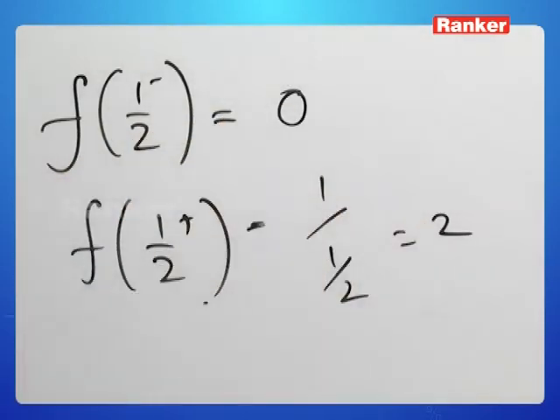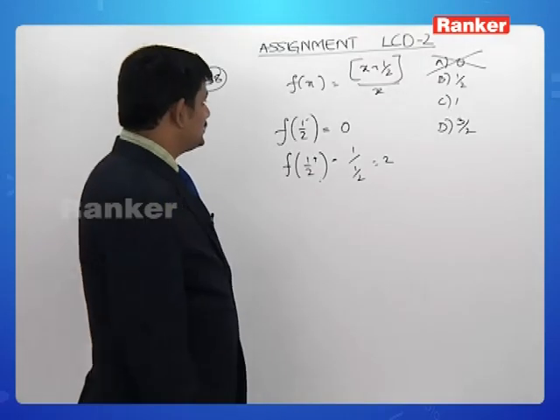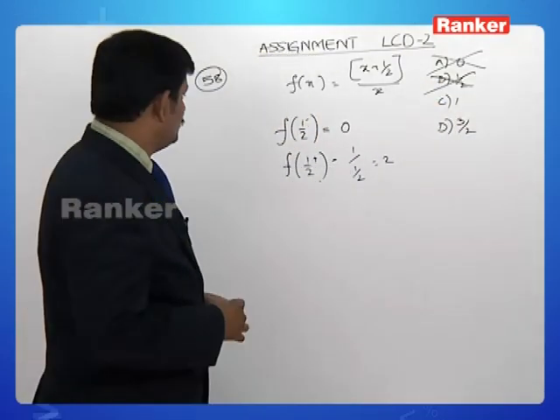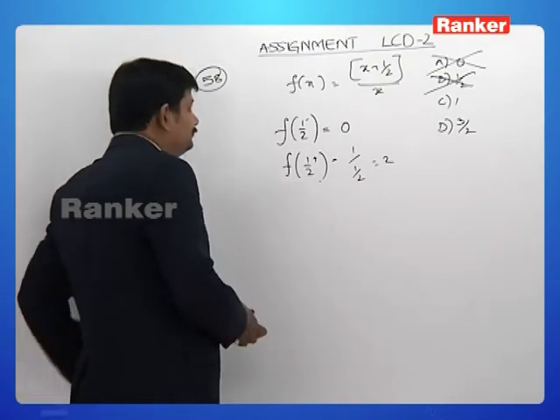So left hand limit and right hand limit are different. There is a discontinuity at half. At half, again the function is discontinuous. Let us observe at 1.